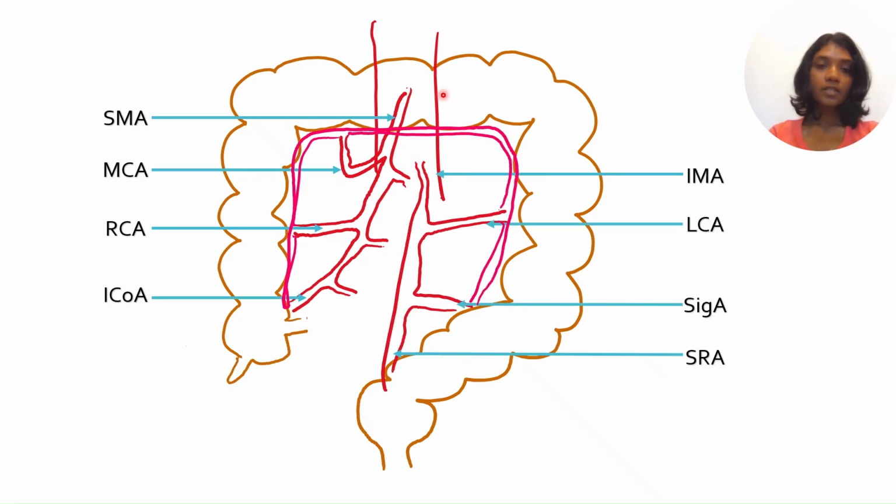The distal section is supplied by the inferior mesenteric artery arising at the third lumbar vertebral level. It gives the left colic artery to the left colon, 2 to 4 sigmoidal arteries to the sigmoid colon, and continues as the superior rectal artery to the rectum.